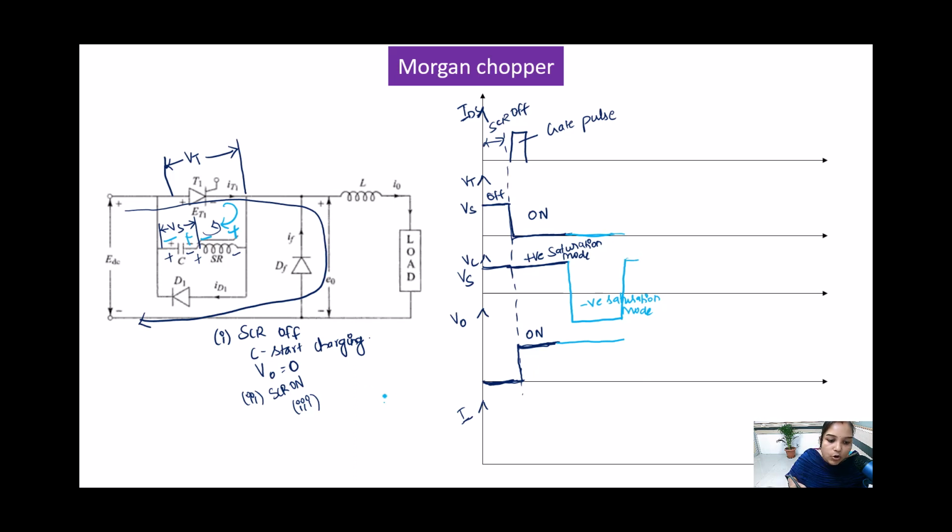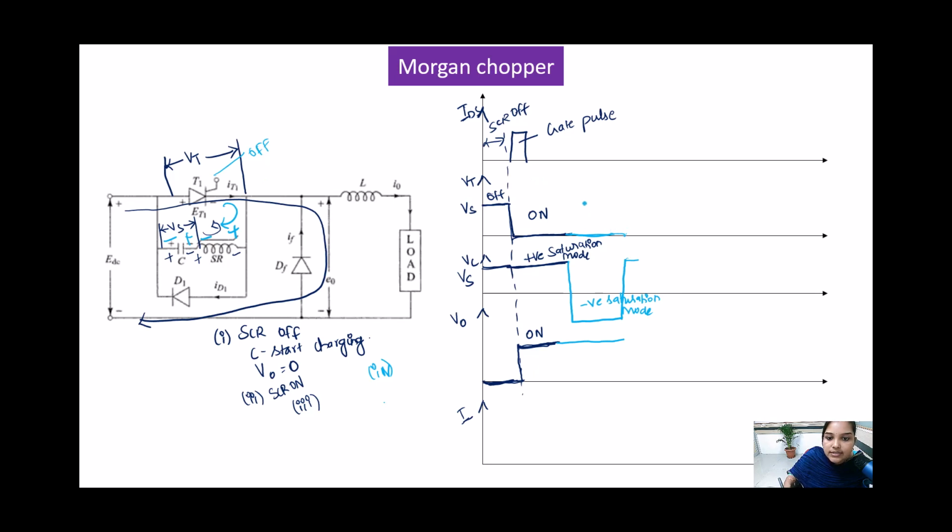Okay, and what will happen in the fourth mode of operation? Under the fourth mode of operation, this SCR will get switched off again. What is the reason? Because the current flow through this SCR is below the holding current. If the current flow across this thyristor goes below the holding current, then the SCR will get switched off. So now we are going to see what will happen when the SCR is switched off.